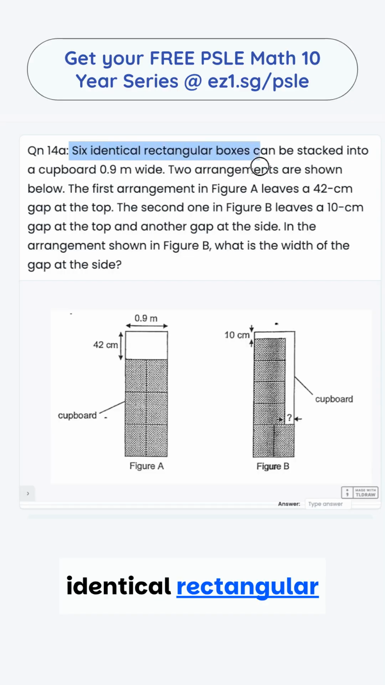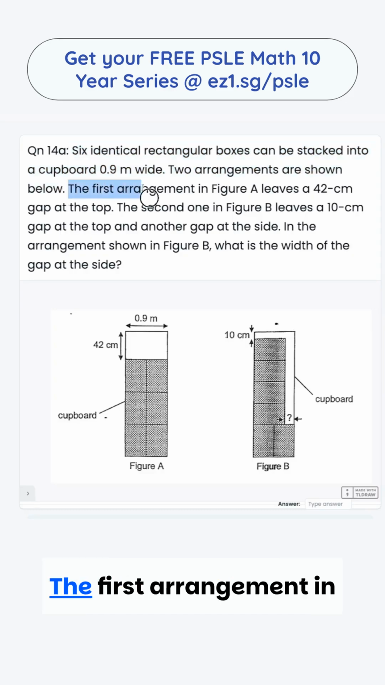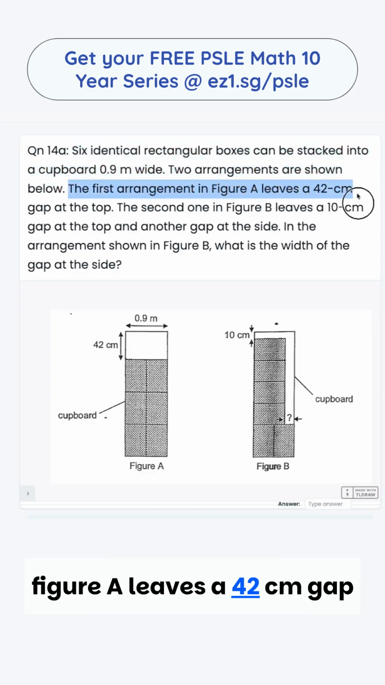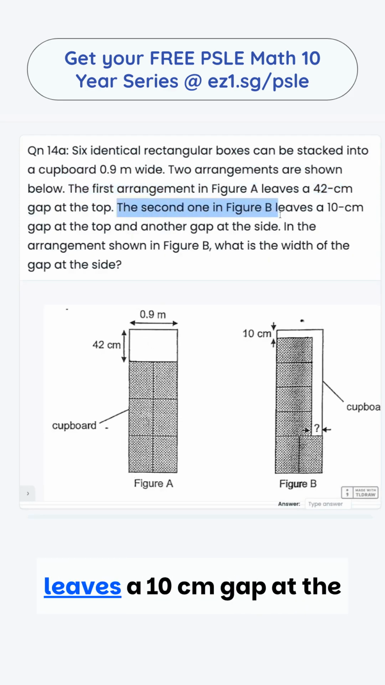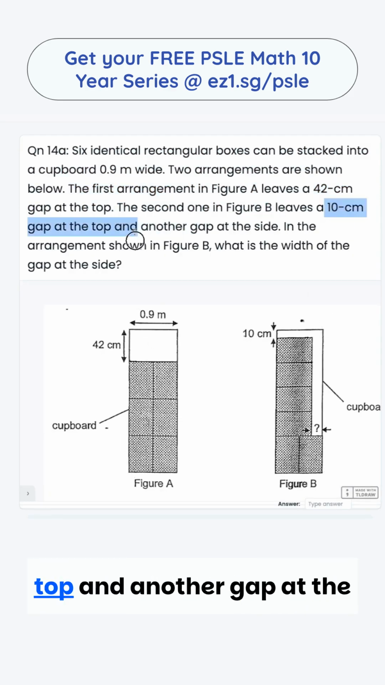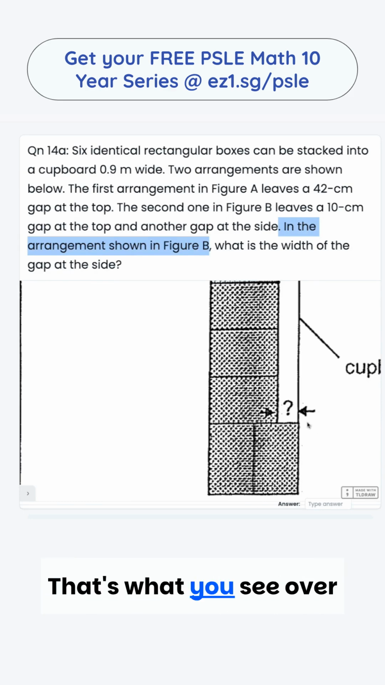6 identical rectangular boxes can be stacked into a cupboard 0.9 meters wide. Two arrangements are shown below. The first arrangement in figure A leaves a 42 centimeter gap at the top, so you see over here. The second one in figure B leaves a 10 centimeter gap at the top and another gap at the side. In the arrangement shown in figure B, what is the gap at the side? That's what you see over here.